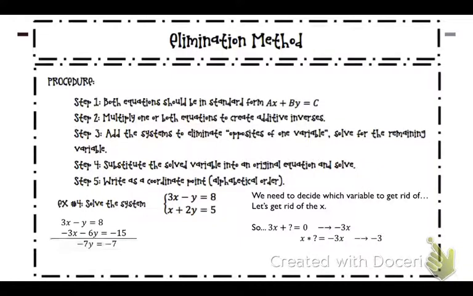Okay, so I'm going to add those. And the x's cancel, and you're left with negative 7y equals negative 7. And you can divide by negative 7, you get y equals 1. Now I'm just going to go back and I'm going to solve for x. So I have 3x minus 1 equals 8. Add the 1 over, you get 3x equals 9. Divide by 3, that's x equals 3. And I'm just going to write it as an ordered pair. So that's 3, 1.